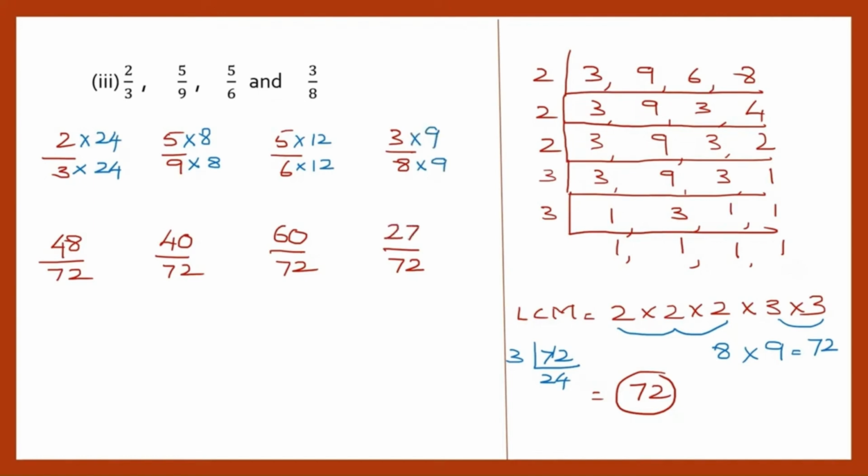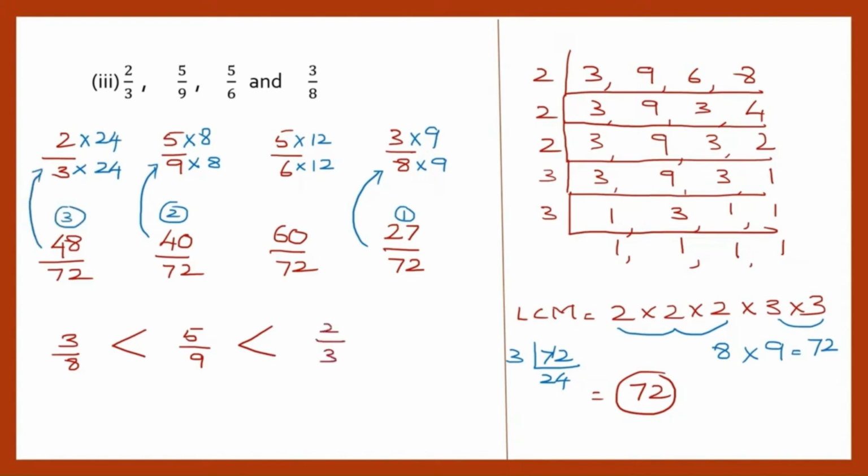Okay, now let's look for the smallest number here. 27 is the smallest. So this is the smallest fraction, 3 by 8. 3 by 8 is smaller than, which is the next smallest fraction? 40 by 72, which is 5 by 9. 5 by 9 is smaller than, in 48 and 60, 48 is the smaller one, which is 2 by 3. So 2 by 3 is smaller than the last fraction, which is 5 by 6.